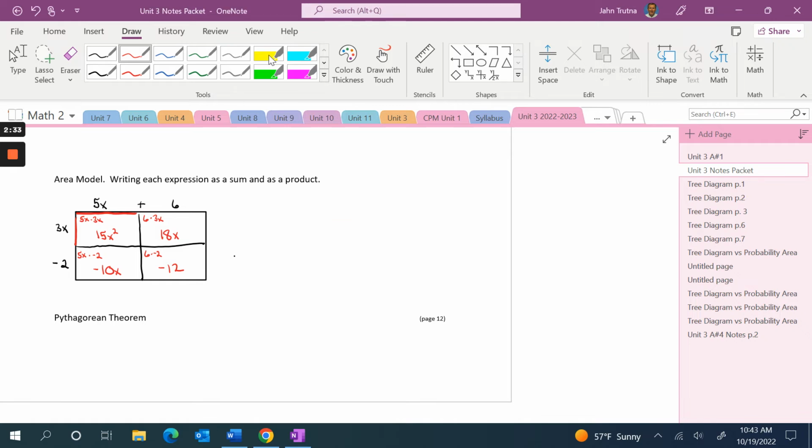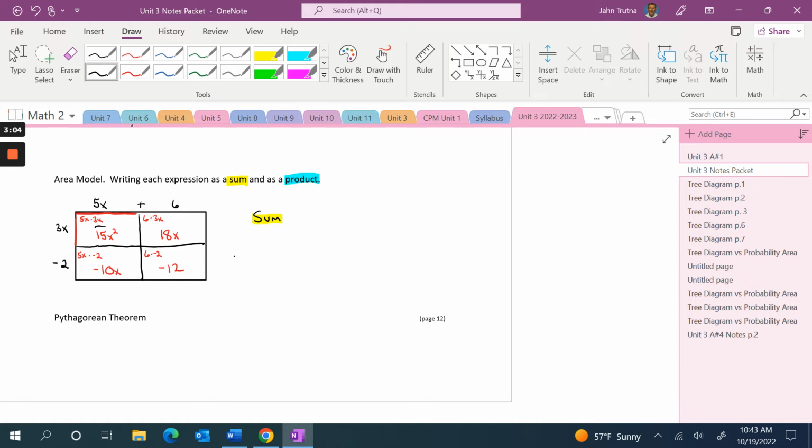Okay, so now we're going to express this as a sum. We're going to write this area model as a sum, and we're also going to write it as a product. Let's start off with the sum. As you know, whenever you see the word sum in a math class, that implies addition.